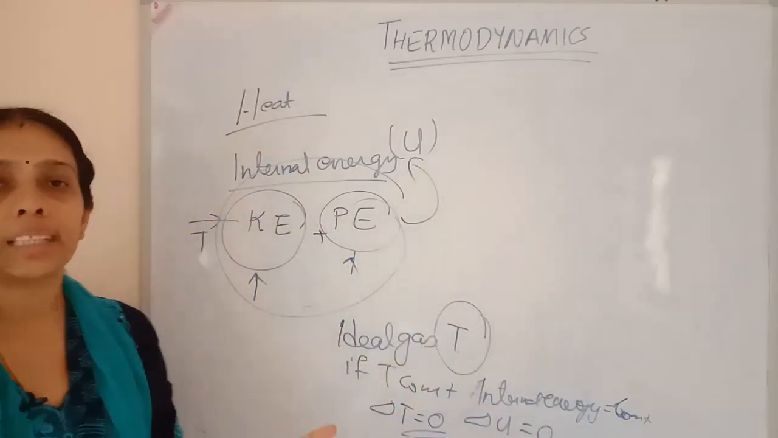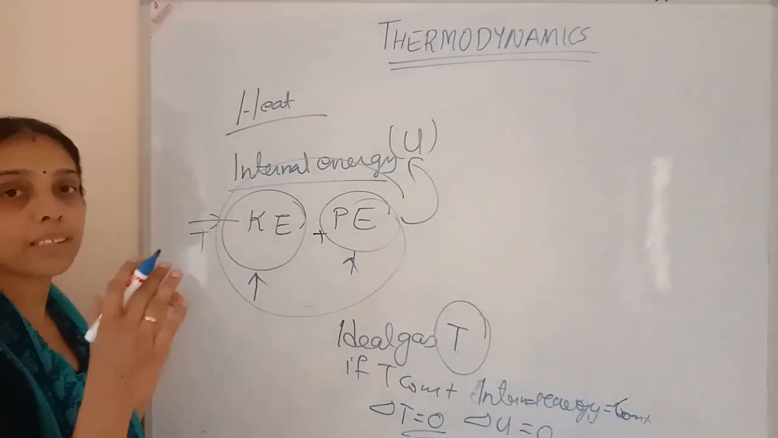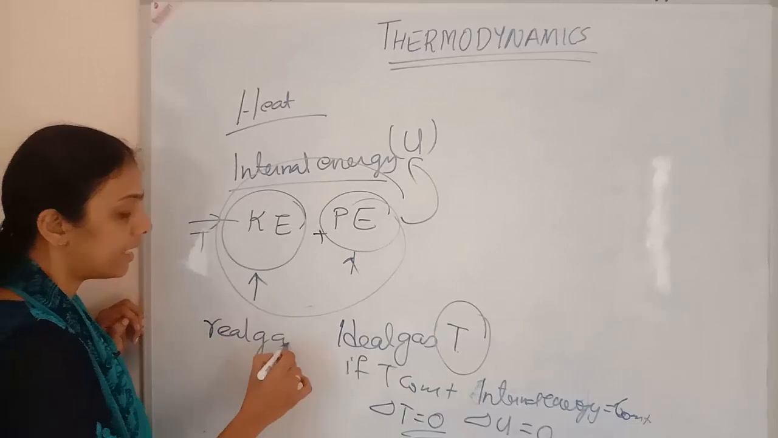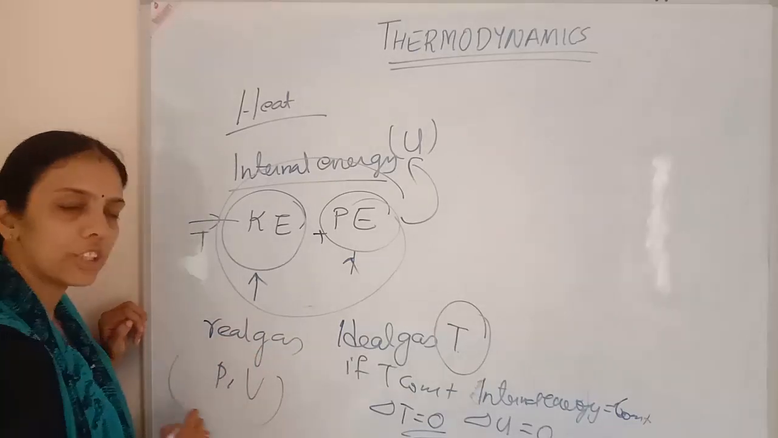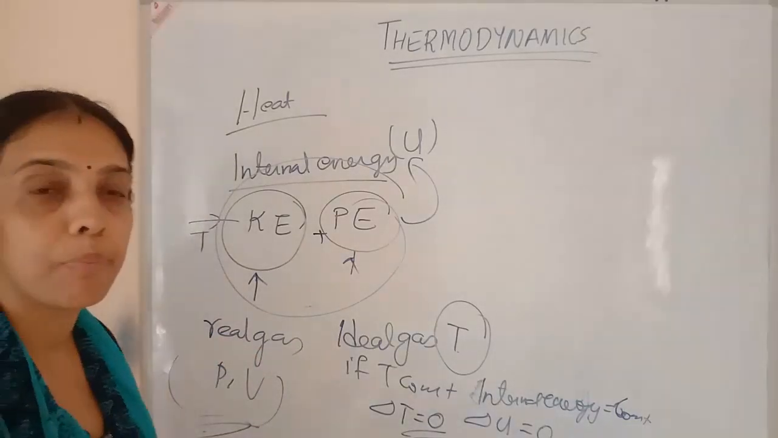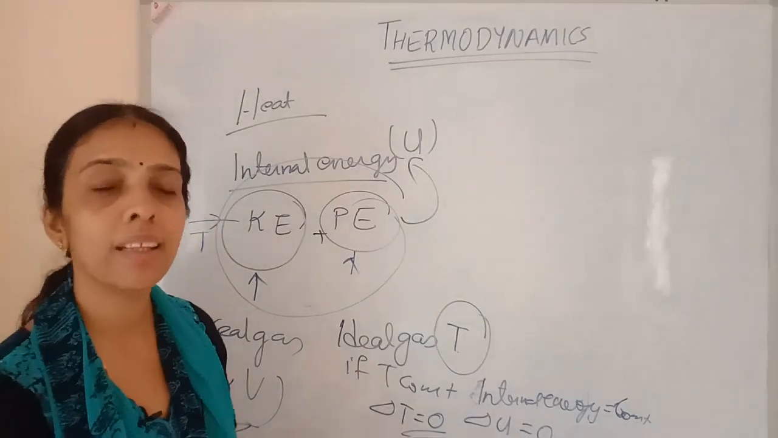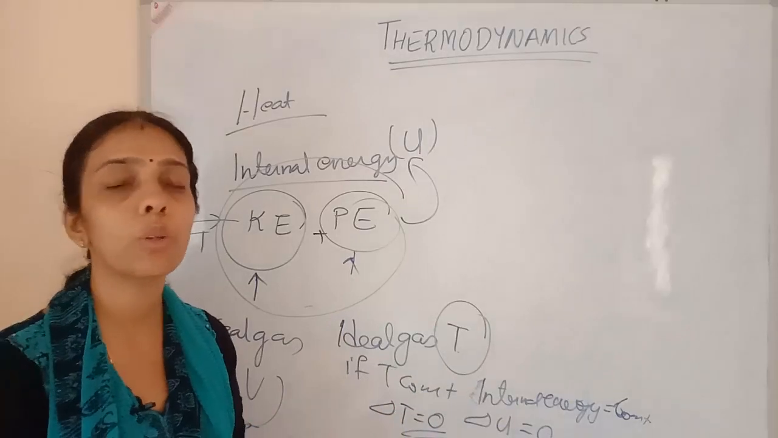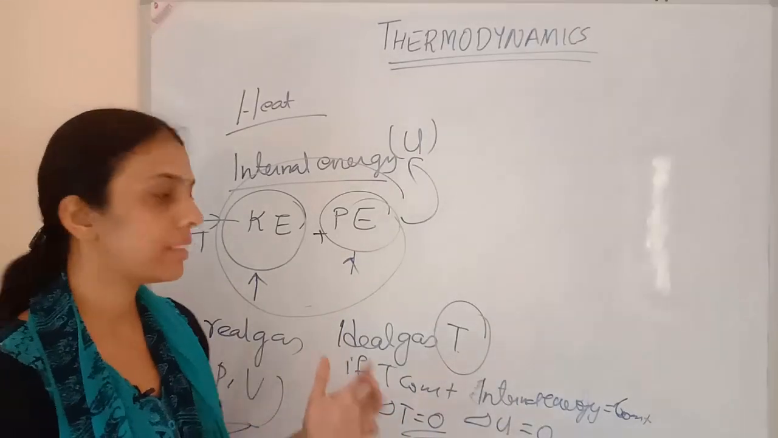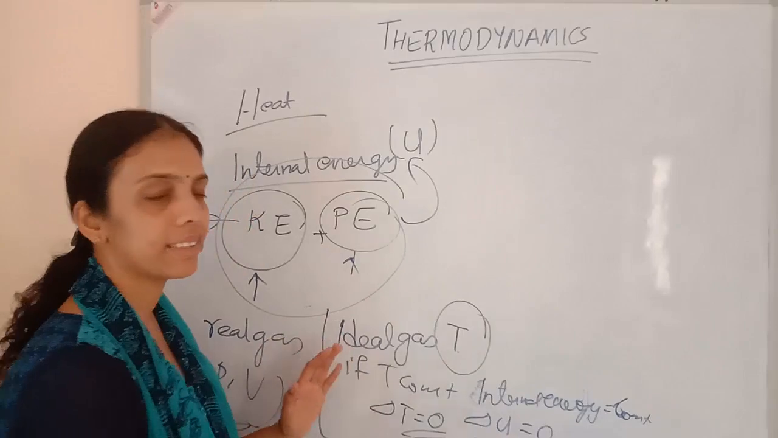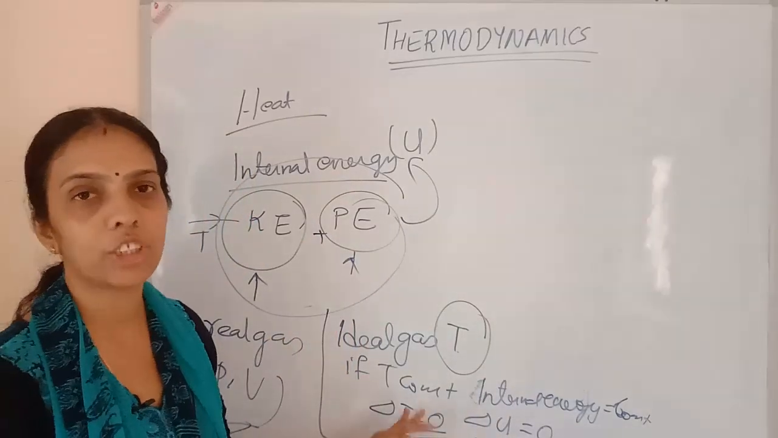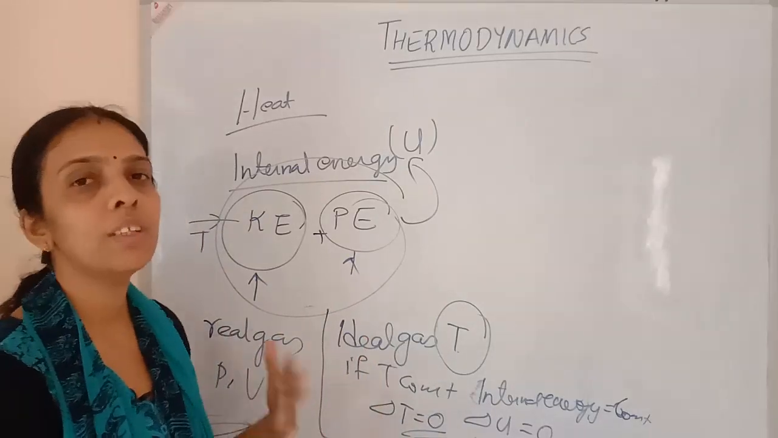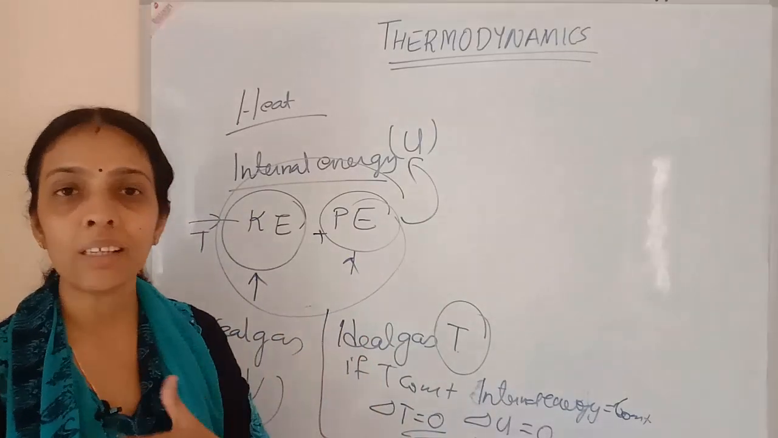In the case of a real gas, because an ideal gas is not a real situation, isn't it? If we are considering a real gas, internal energy depends on pressure and volume. As pressure increases, volume will decrease, and according to that, internal energy will also be changing. But while we are considering an ideal gas in an isothermal condition, where temperature remains constant, the change in temperature is 0, and the change in internal energy also will be 0.